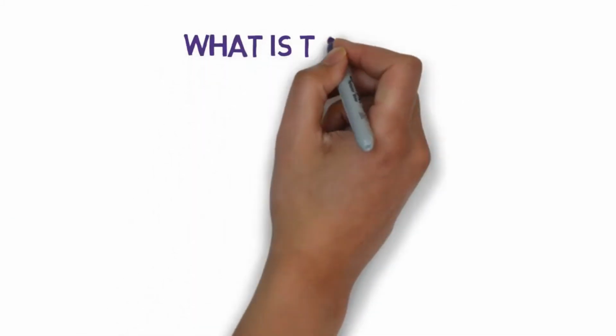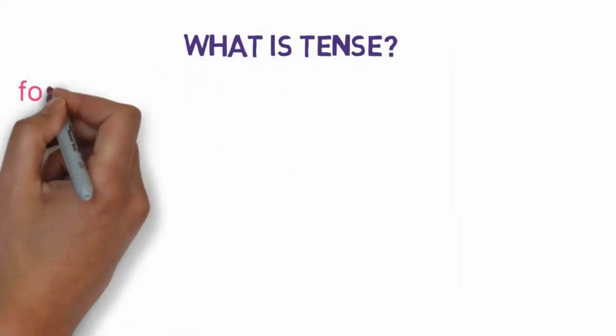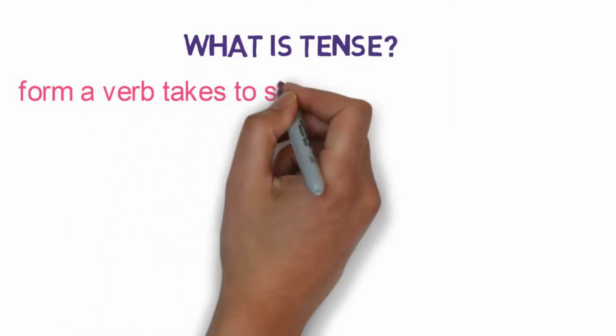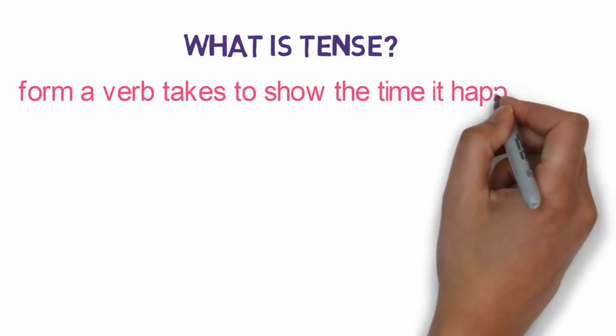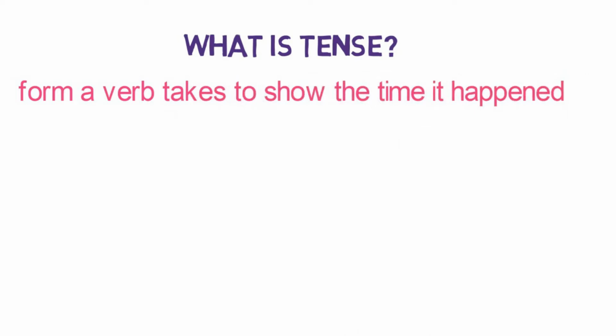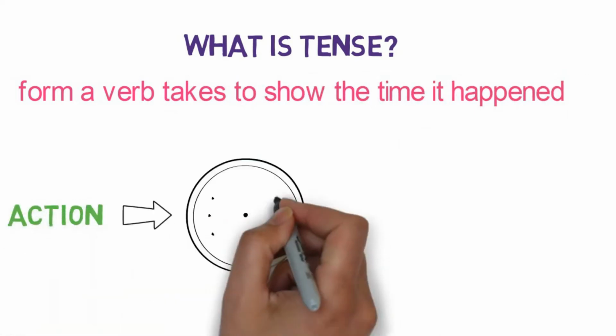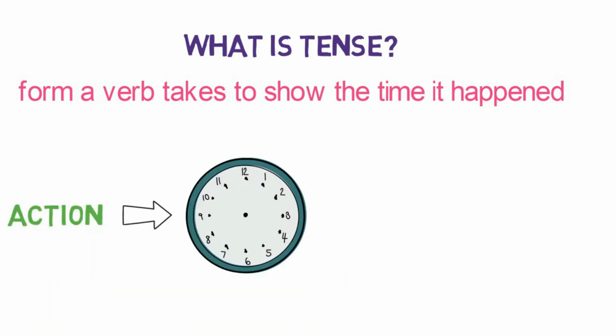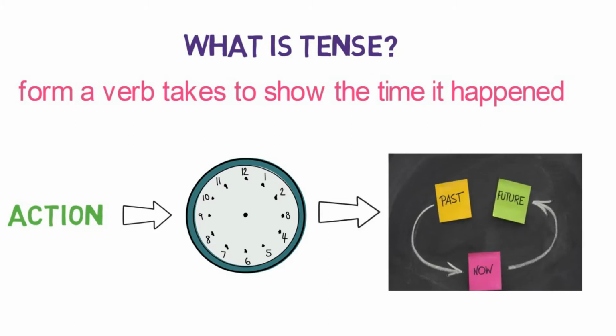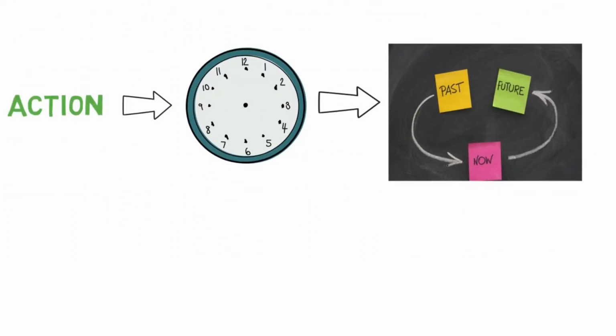What exactly is a tense? Tense is a form a verb takes to show the time it happened. It actually describes when any action happened with respect to time. Now, the time the action took could be past, present, or future.